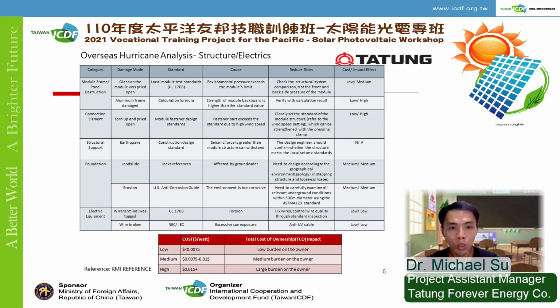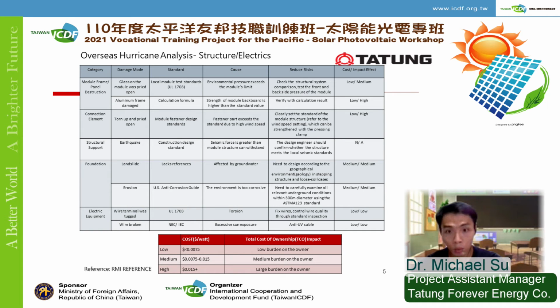The previous slide was talking about the structure. This slide is talking about the damage of electronic equipment. There are a couple of types of damage as listed in the table below. Sometimes the glass of the module gets damaged, like what is shown in the previous page. Sometimes when the wind is too strong, it will lift the solar cell from below. Also, there is the damage on the aluminum frame.